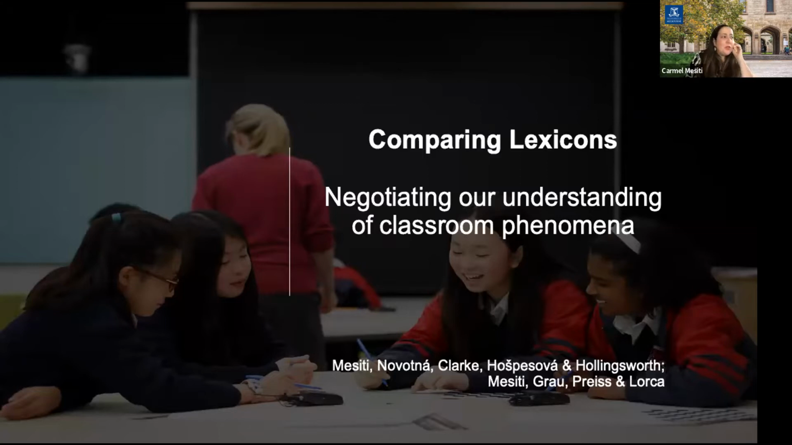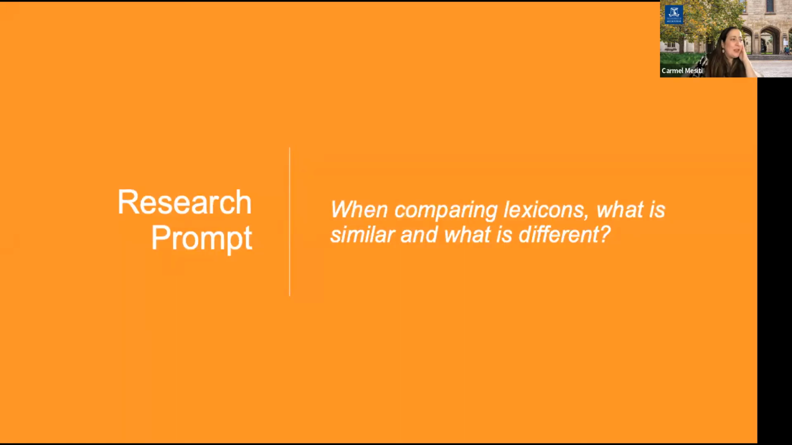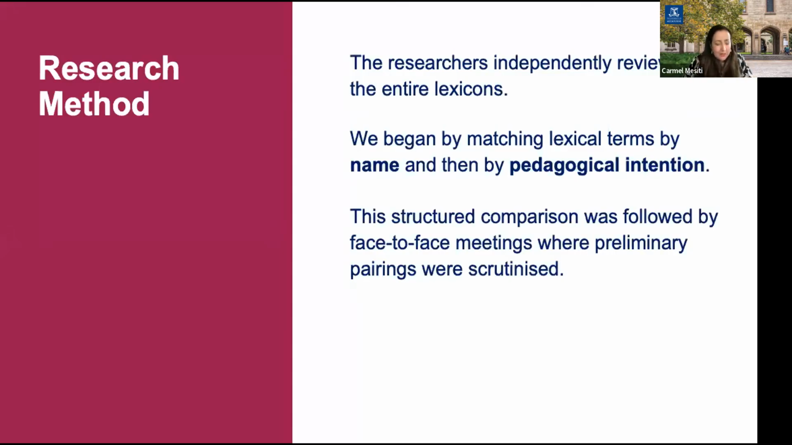So there were 2 analyses. We started the comparison of lexicons quite early on because we wanted to know what's similar and what's different. For both, we compared the Australian lexicon, firstly with the Czech lexicon, and then we also undertook a comparison with the Chilean lexicon. We basically adopted the same research methods. There are papers about this, and you're quite welcome to send me an email and I can share them with you. Generally, the researchers would independently review the entire lexicons and match them by name and then by pedagogical intention. This structured comparison was followed by face-to-face meetings where preliminary pairings were scrutinized.